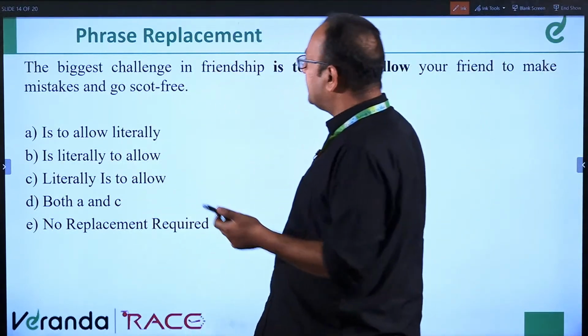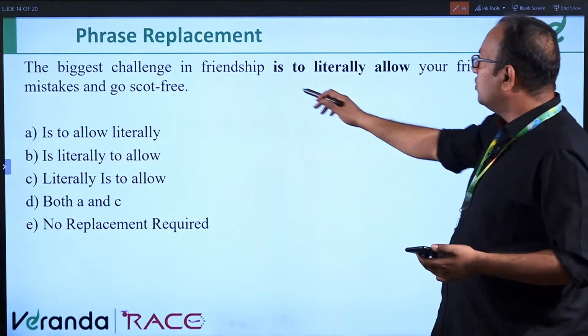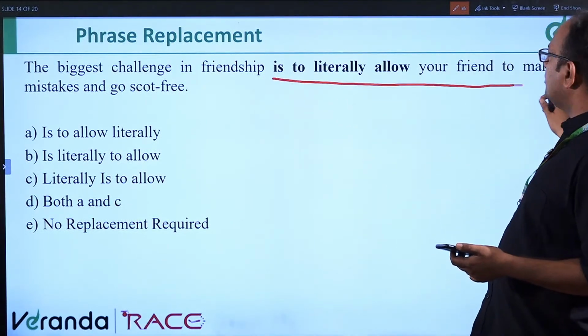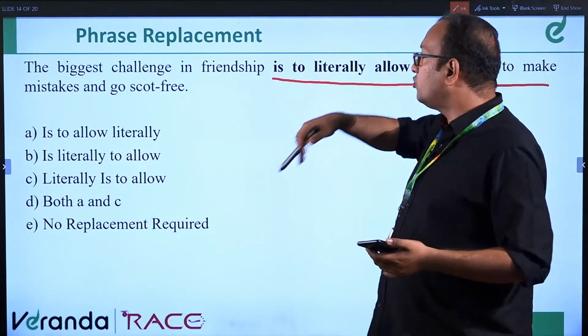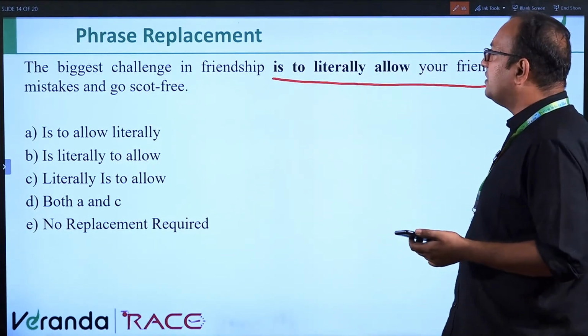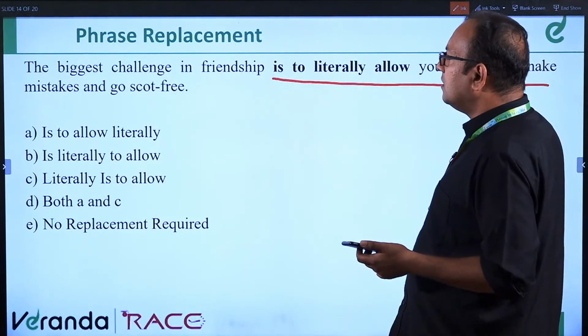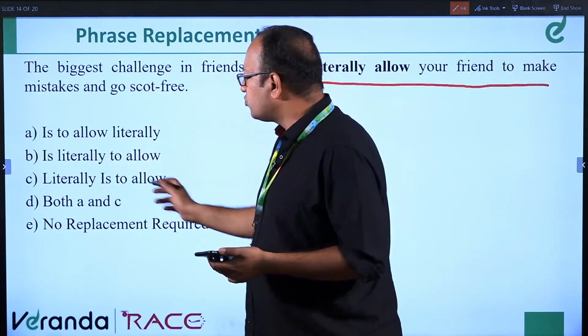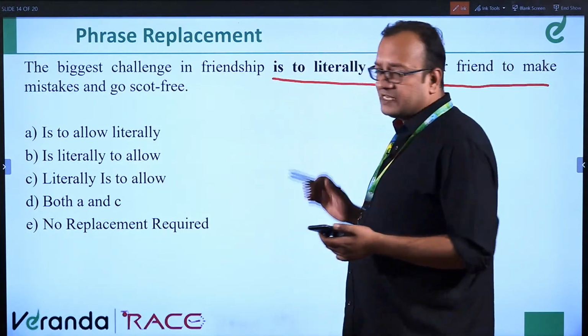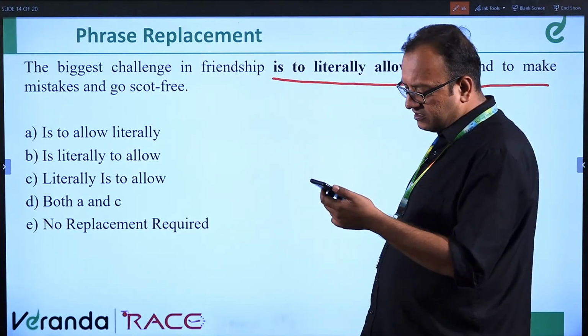The biggest challenge in friendship is to literally allow your friend to make mistakes and go scot-free. Wonderful question. So how to solve this question? The biggest challenge in friendship is to allow, literally is to allow. Both A and C, no replacement required. What would be your answer?